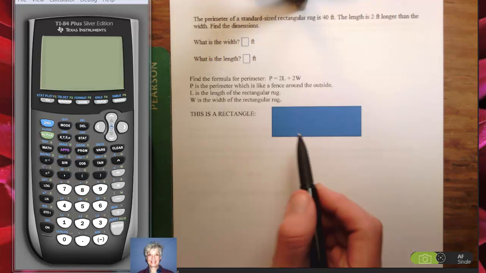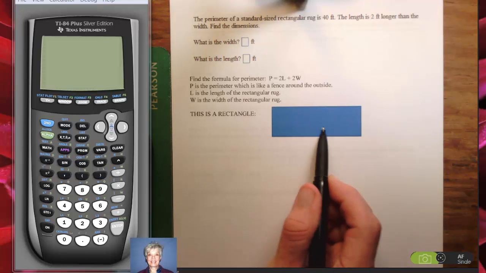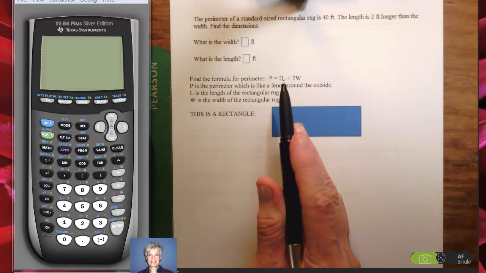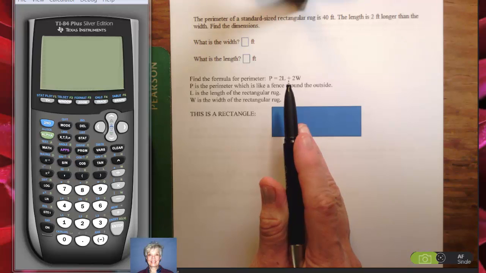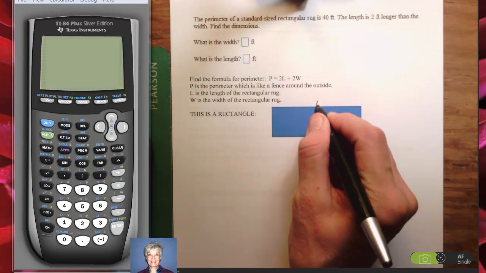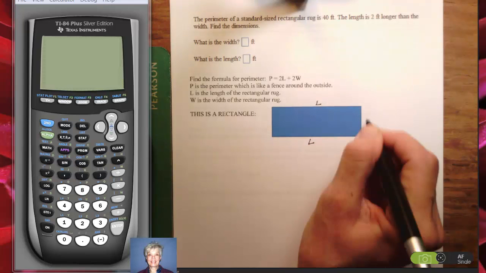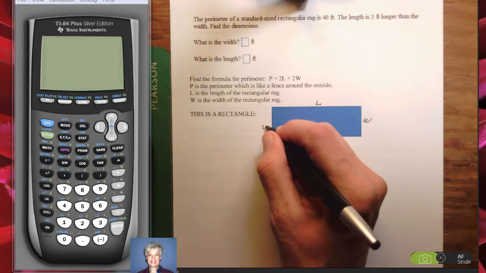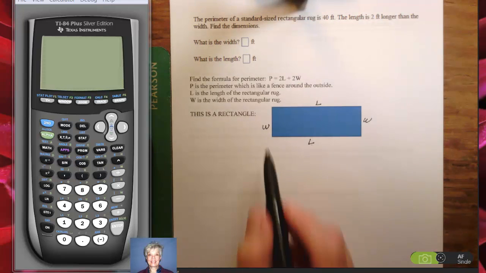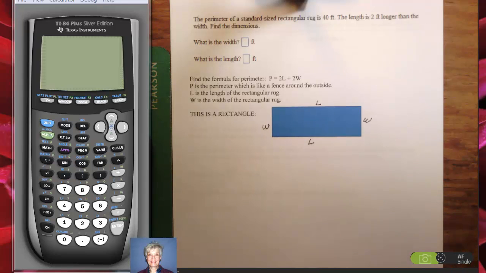One, you need to know what a rectangle is. This is a rectangle, okay? Second, you need to know what the formula for perimeter is. You're going to be using it a lot. P equals 2L plus 2W. The reason for that is that this formula has 2 L's and 2 W's. If you add the 2 L's together and you add the 2 W's together, you get the perimeter. Perimeter is like a fence around the outside.